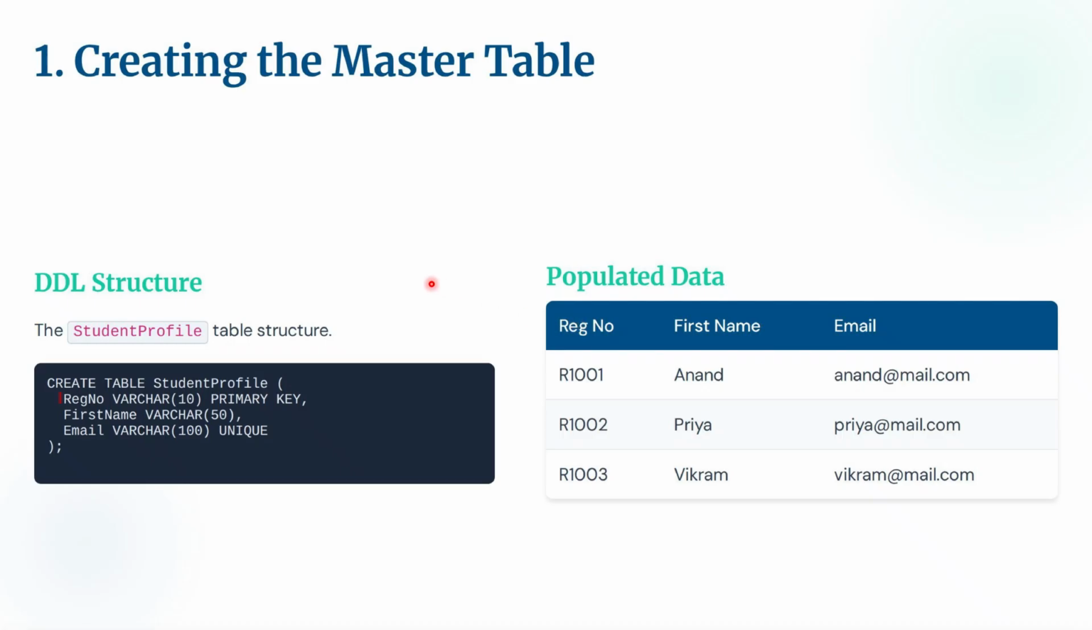So here we have created a student profile table with three columns, register number, first name and email ID. And this register number is a primary key column which can be referred for another table. And this first name is a varchar parameter and this email is a unique parameter where the values are not going to get repeated.